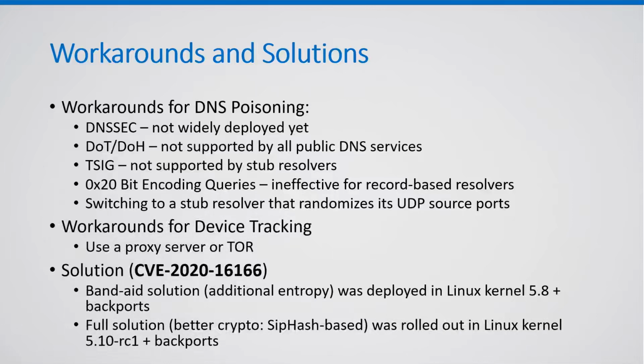The workaround for device tracking is using a shared forward proxy, an HTTP proxy server, or Tor. But the real solution, of course, is to change p-random U32's implementation into a stronger one, which is exactly what the Linux kernel team did for Linux kernel version 5.10 and backported it to all the long-term support branches.